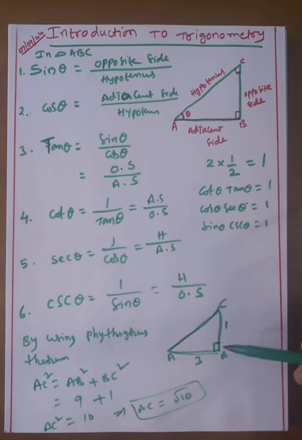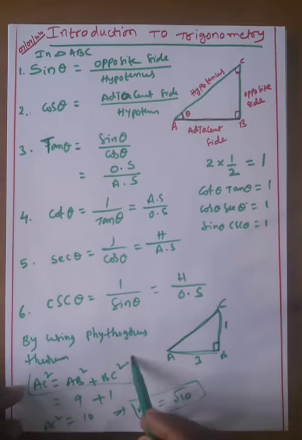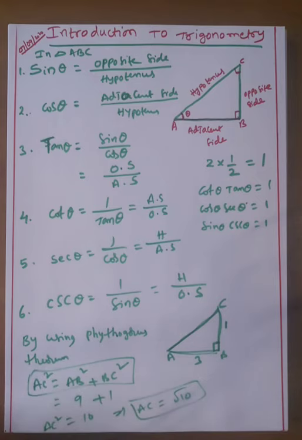Before classes you have to learn this. The sum of the squares of the two sides is equal to the square of the third side, that is called the Pythagoras theorem, in a right angle triangle only, my dear students. I hope that you understood or not. Yes.